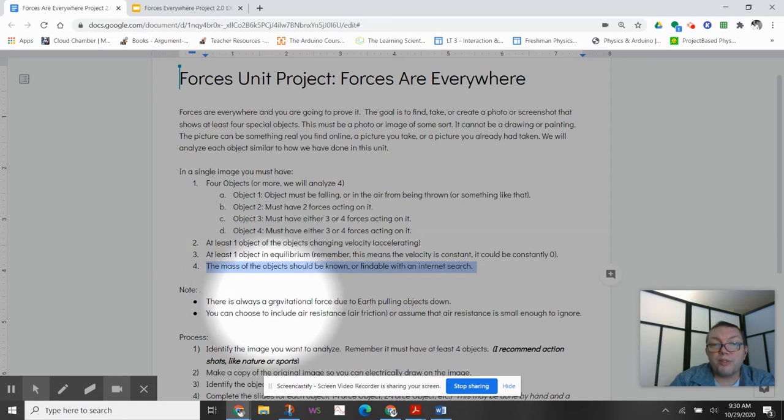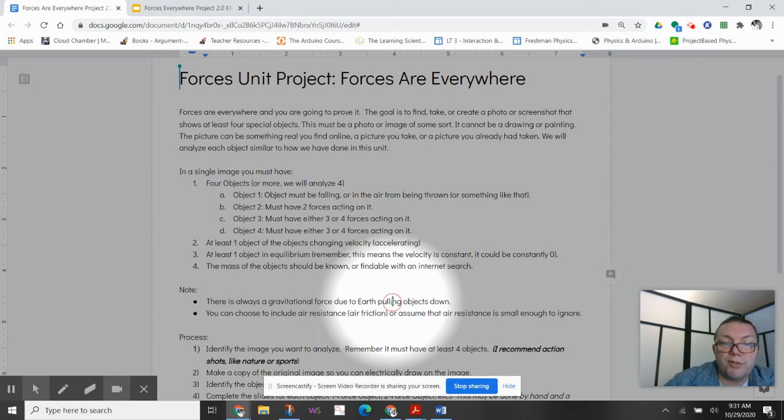Note that there is always a gravitational force acting on things due to the Earth pulling these things down. There's a gravitational force of the Earth pulling down on objects. That's going to be true for everything here. The thing that somebody might bring up as an exception might be talking about things in space. There are still gravitational forces there. They involve a different type of calculation.